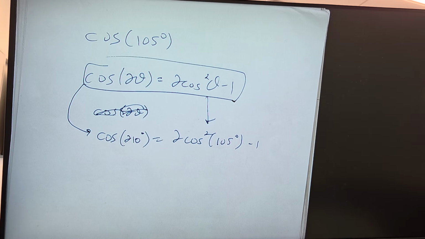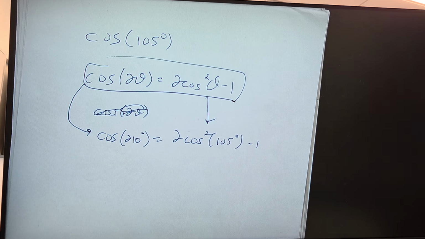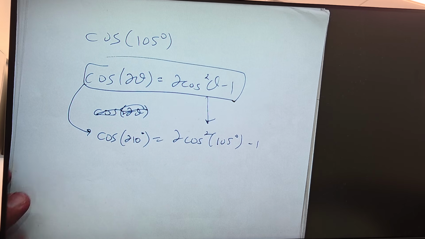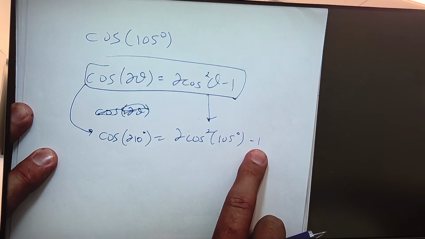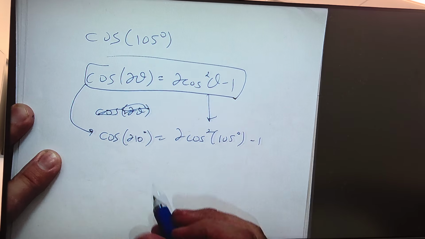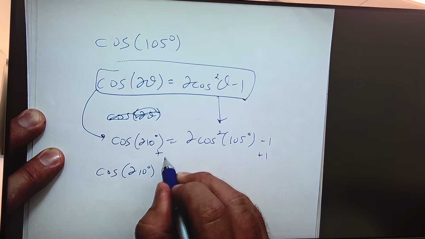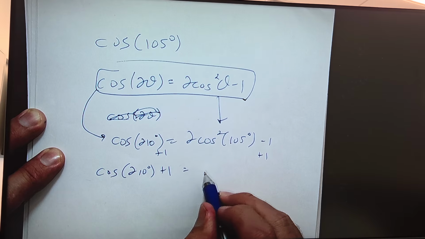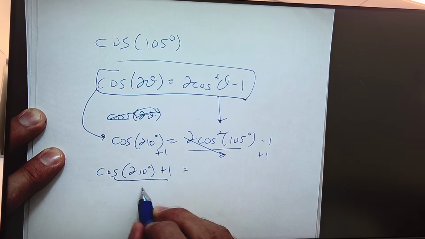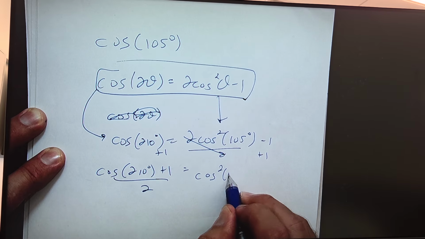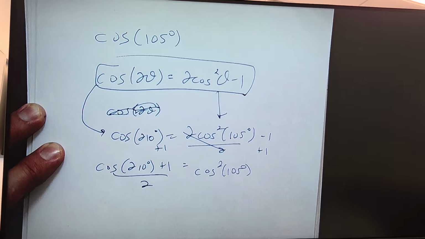I don't need to. If I just know this already, and I need 105 degrees, I'm going to put that here because twice it is an angle I know. Now, can I solve for cosine of 105? How do I solve for cosine of 105? Add 1. Right? Divide by 2. Is that cool? And then take a square root.